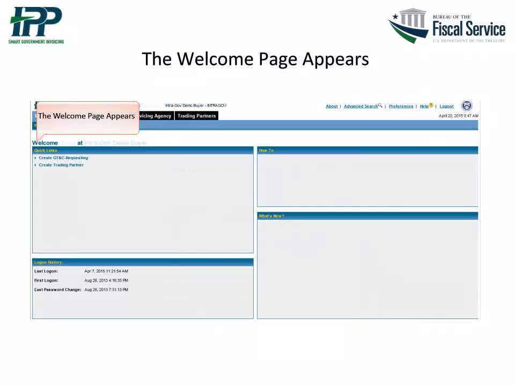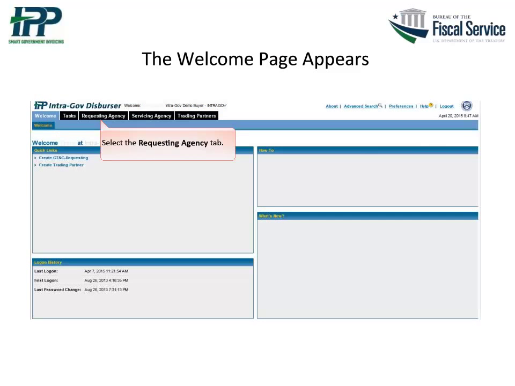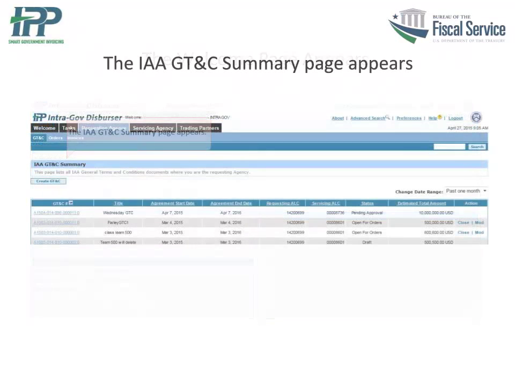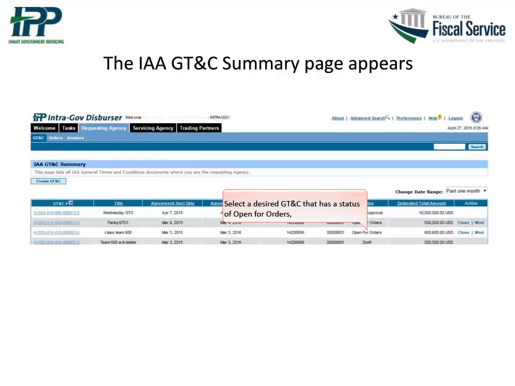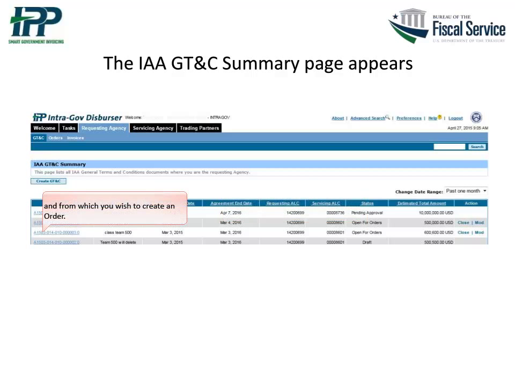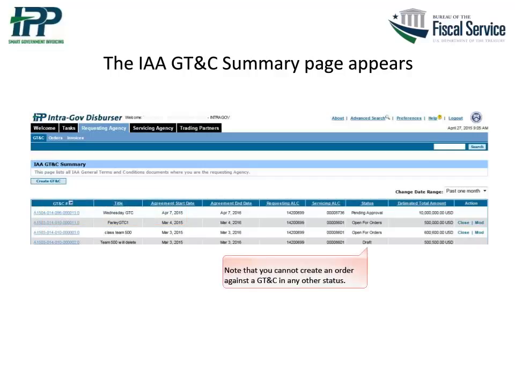The Welcome page appears. Select the Requesting Agency tab. The IAA GT&C Summary page appears. Select a desired GT&C that has a status of Open for Orders and from which you wish to create an order. Note that you cannot create an order against a GT&C in any other status.